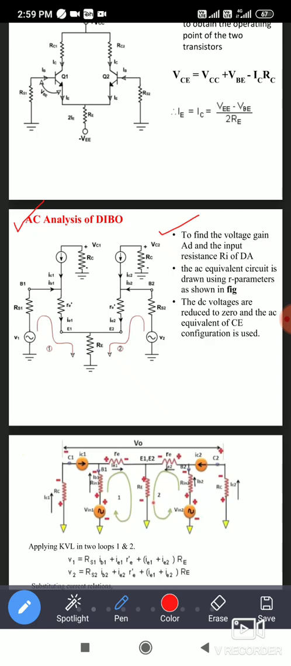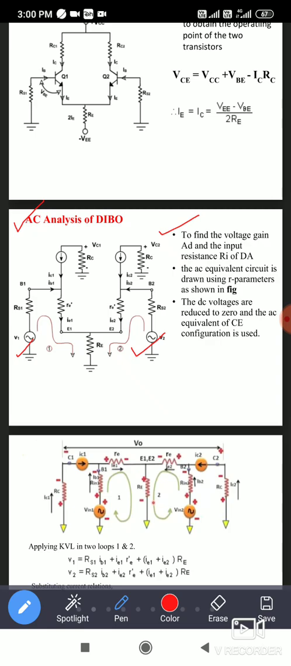Second, the original circuit you have to convert into an AC equivalent circuit. Just as earlier we converted to the DC equivalent circuit, now we do the same here. So what is an AC equivalent circuit? AC sources you have to keep as they are in the circuit. That's why we have kept the V1 input voltage as it is, because it is AC. The V2 voltage also we keep as it is.